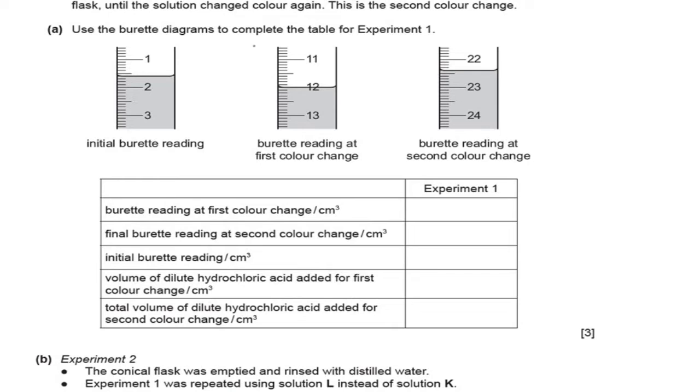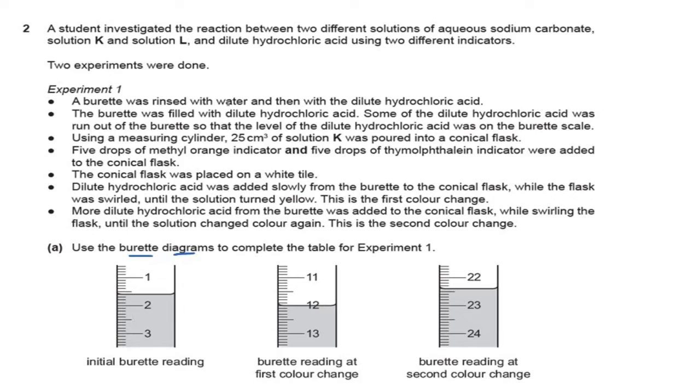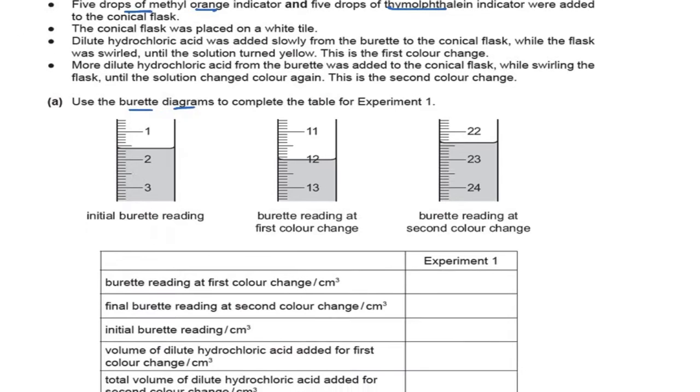Here is an experiment in which burette diagrams are given and we complete the table for experiment 1. But yes, I'll just give you a brief idea of what's happening here. Here we are filling up the burette with the dilute hydrochloric acid and then we are adding 5 drops of 2 indicators here, and then we are titrating this hydrochloric acid from the burette with the two types of solutions, K and L, which is sodium carbonate, and this is how we are going to perform the experiment. So this is a summary.